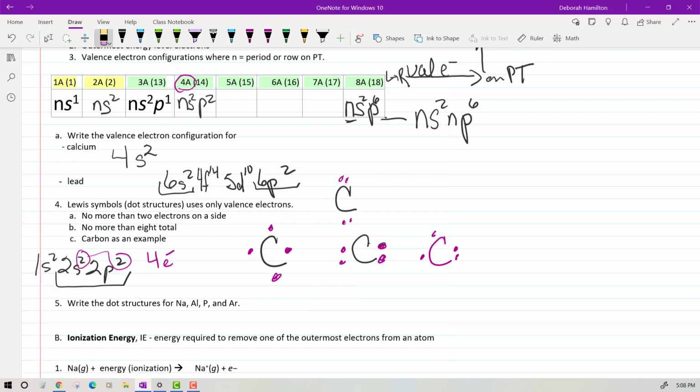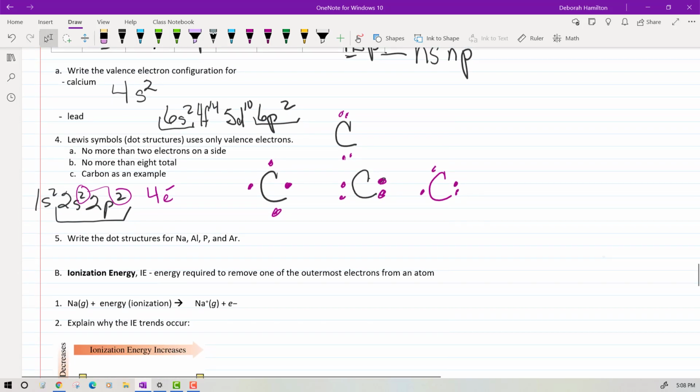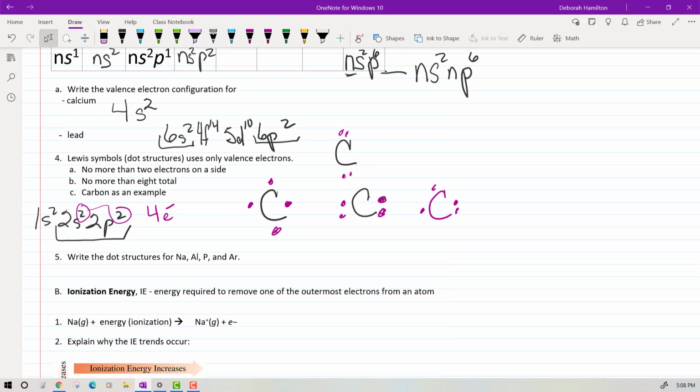All right, so it says write the dot structures for sodium, aluminum, phosphorus, and argon. Remember, it's your group number at the top that tells you how many electrons to put around your symbol. Okay, so stop the video and take a moment to do that, and then come back.